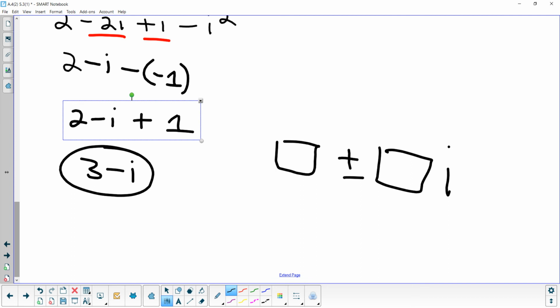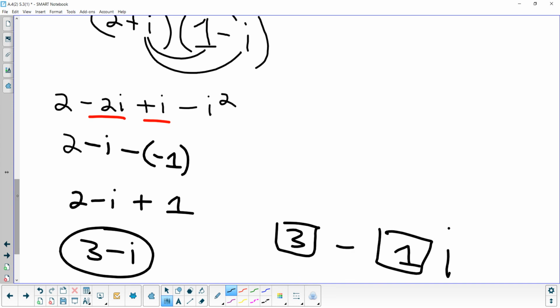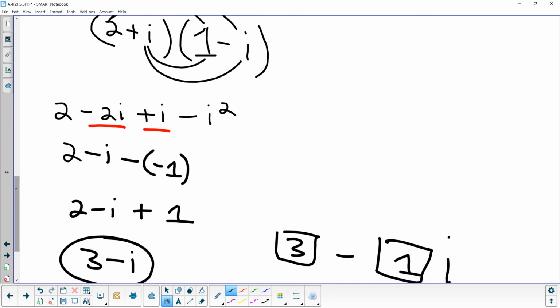In this case, because the only number in front of i is really a 1, you could write the answer like this. You could put 3 minus 1i. That's the same thing. But usually when it's a 1, we don't put it. Okay. Questions on that one?